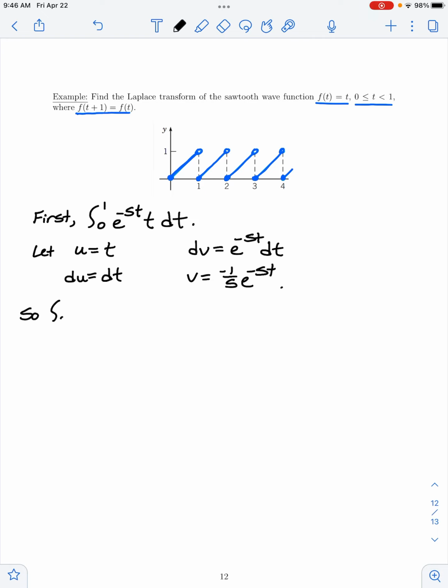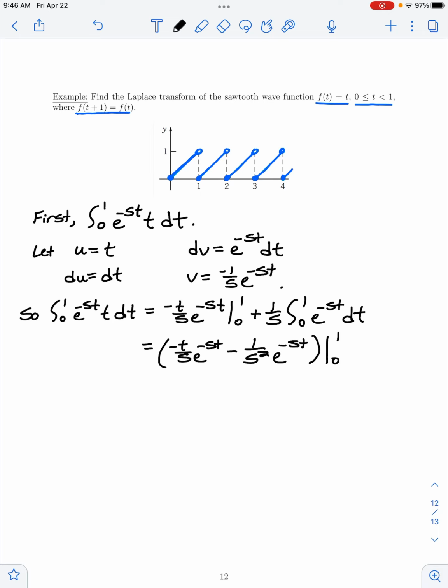So we have then our integral from 0 to 1 of e to the negative st times t dt is equal to uv, so negative t over s, e to the negative st, from 0 to 1, minus the integral of v du, which would give me a positive 1 over s, integral from 0 to 1 of e to the negative st dt. Or evaluating that second integral, I have negative t over s, e to the negative st, minus 1 over s squared, e to the negative st, evaluated from 0 to 1.